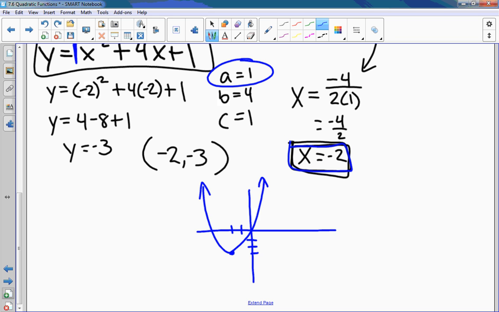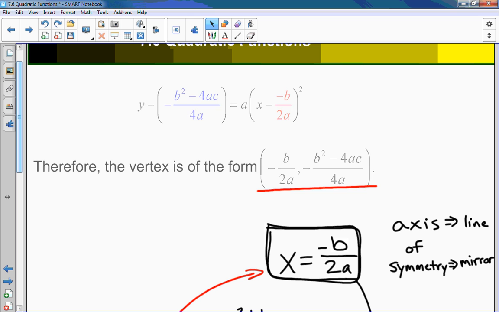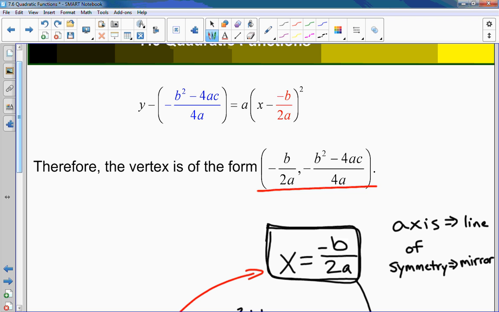And I just graphed the parabola in much faster time than when I completed the square. So that's the beautiful thing about this shortcut. Now, remember, we're not going to do what the book told us to do, where we memorize all of this stuff. Instead, all we need to do is remember this equation.